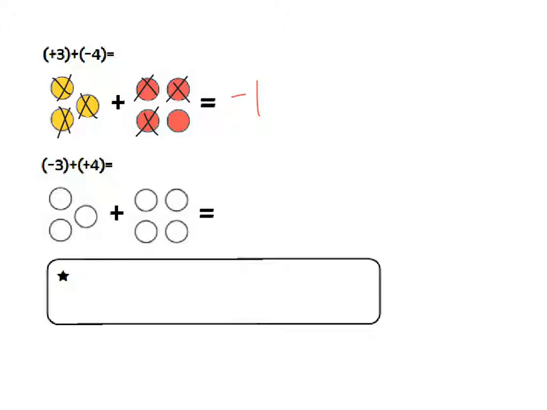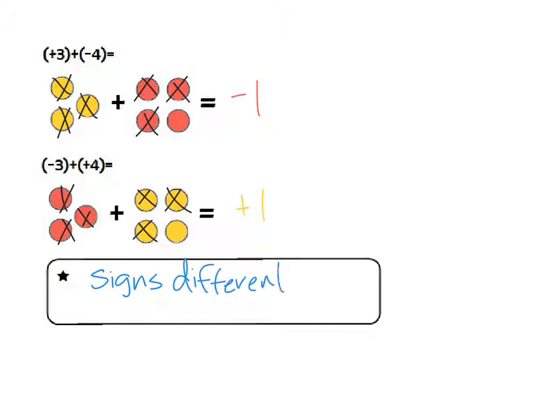Now we're going to see the same thing happen below. If I start out with a -3 and I put it with +4, by the time I'm done doing my canceling, in the end, I'm left with +1. So our rule is if the signs are different, we actually subtract the problems.